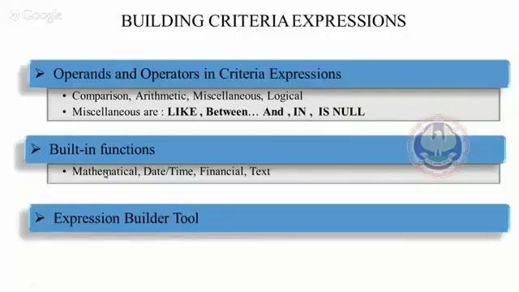So mathematical functions can be taken at one screen, then we have the date time screen, then we can have financial functions and text functions. As you know, we put the expression builder tool. This will open up either when we have a calculated field, so we need to give a formula. So we should introduce them to that and what are the different parts of the expression builder tool.